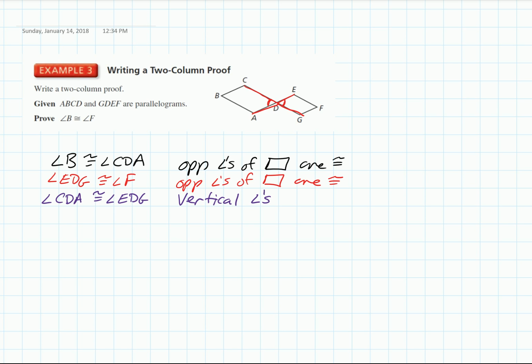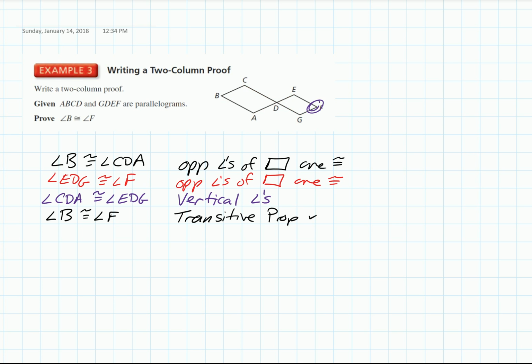Now we want to build a bridge from B all the way to F. And the way we're going to do that is by saying, well, B is congruent to D. We've already said that. D is congruent to the other side of D. And then finally, D is congruent to F because of the opposite sides of the parallelogram. And so now we can end our proof by saying that angle B is congruent to angle F by the transitive property. And we have proven what we've been asked to prove.